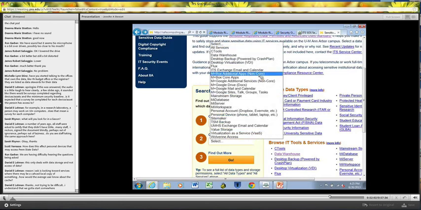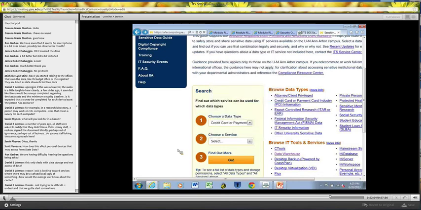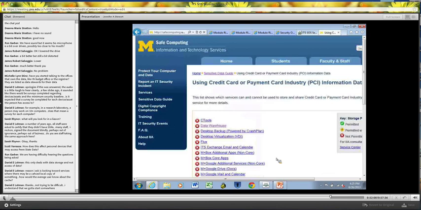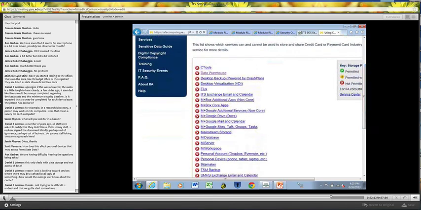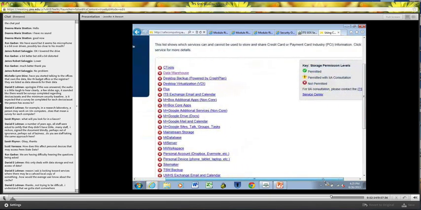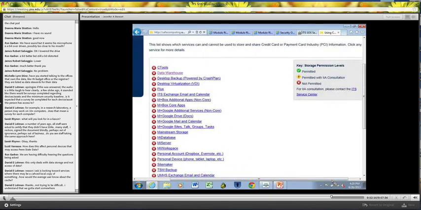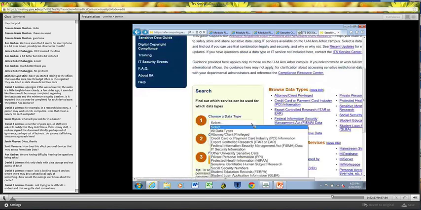You don't have to put that in there. You should be able to just go, and it'll tell you where you can store credit card data. There we go. So you'll get a red, green, or yellow, and whether you can store it. This is something we're looking to put together, modeling after University of Michigan, where you can see where you can store data.